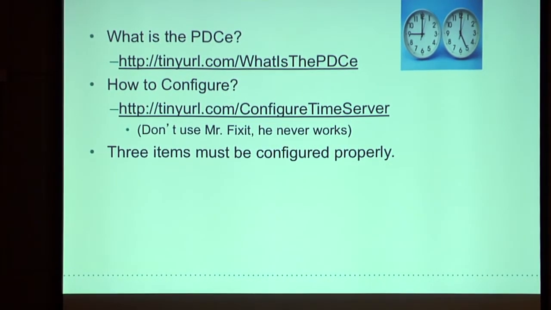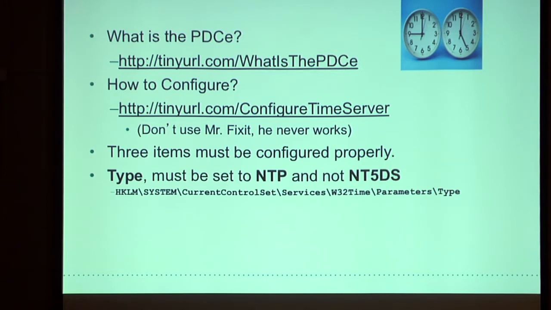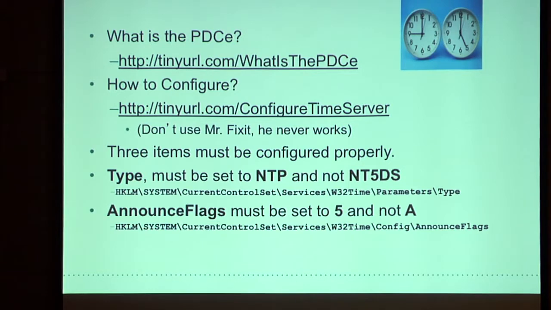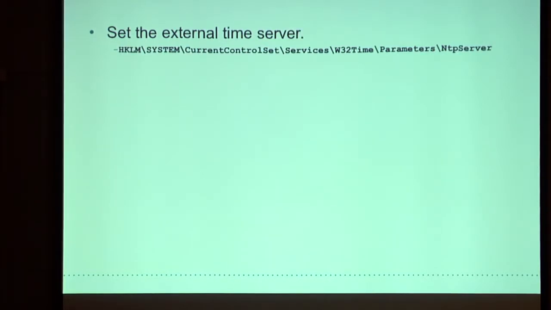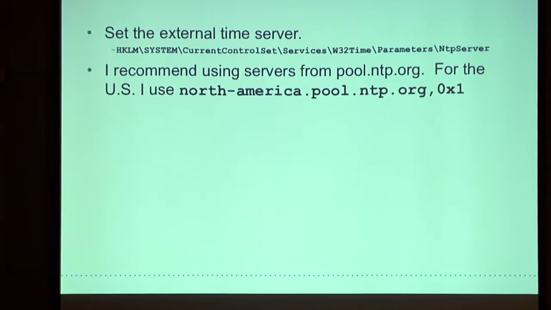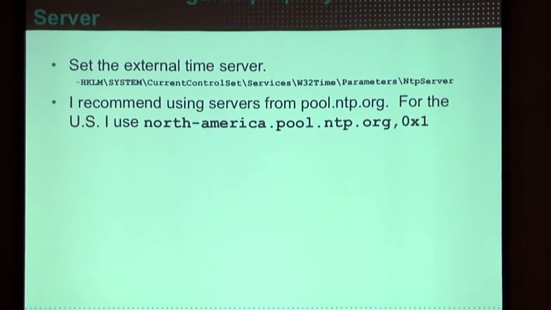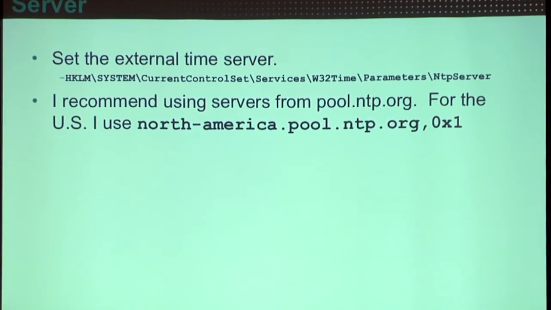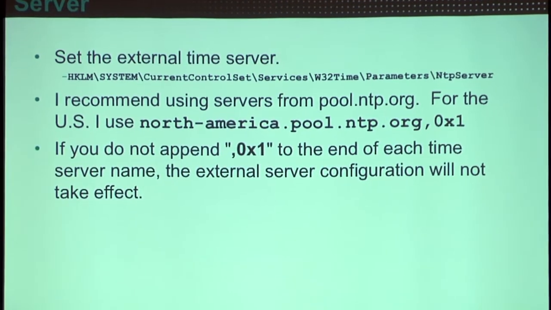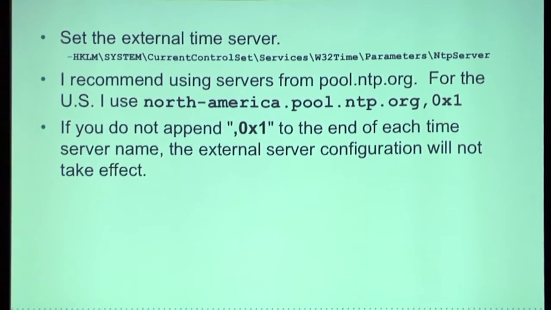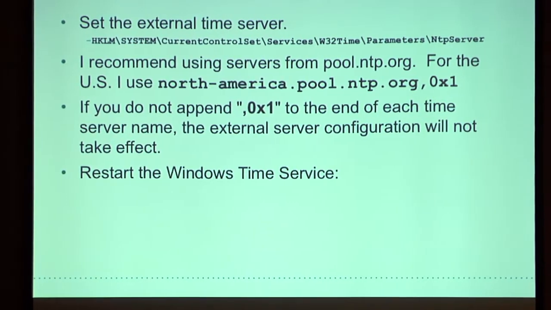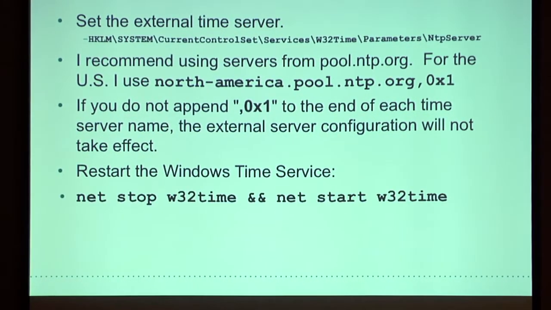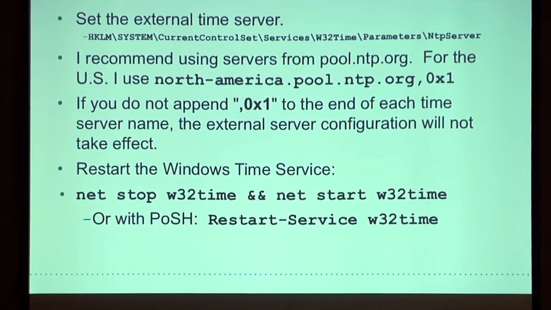You have 3 items, registry keys that must be configured properly. Type must be set to NTP and not NT5DS. The announce flags must be set to 5 and not A. And you have to set your external time server. Now, I recommend pool.ntp.org, and for the US, I use north-america.pool.ntp.org, 0x1. And if you don't append the 0x1, it's not going to work. Then you have to restart the Windows time service, or you can use PowerShell to do it.